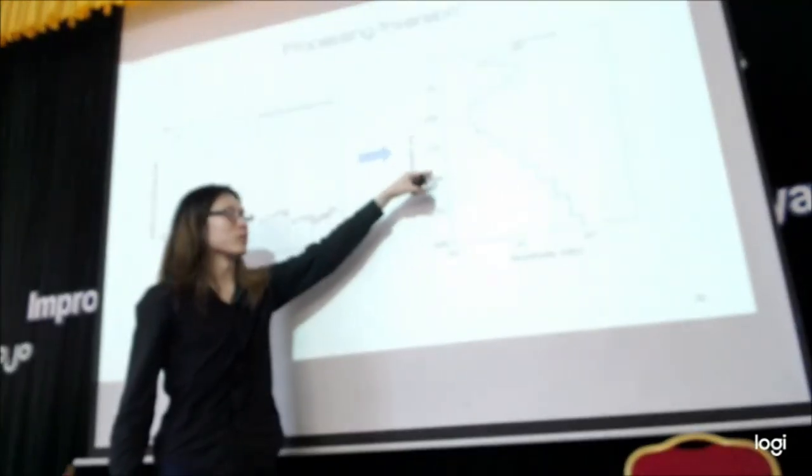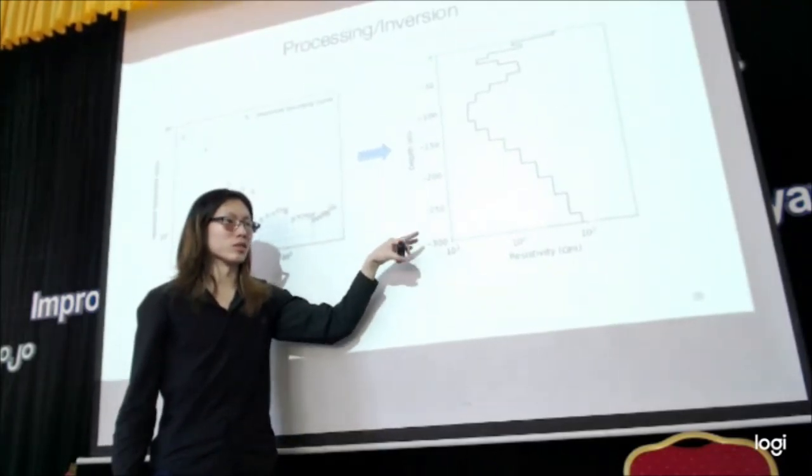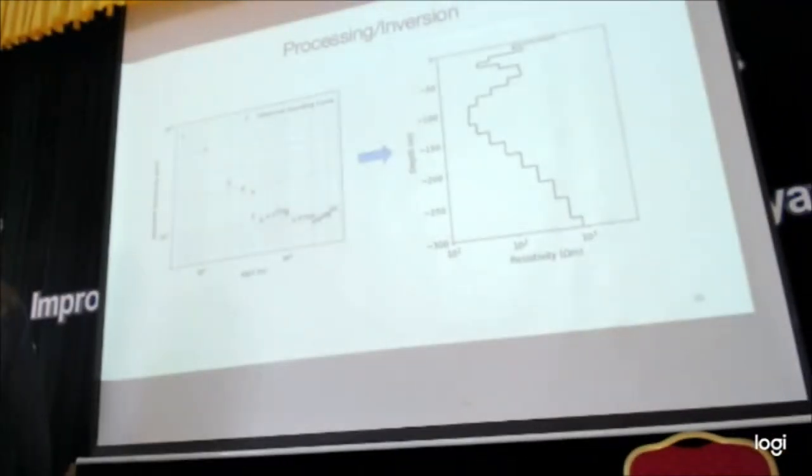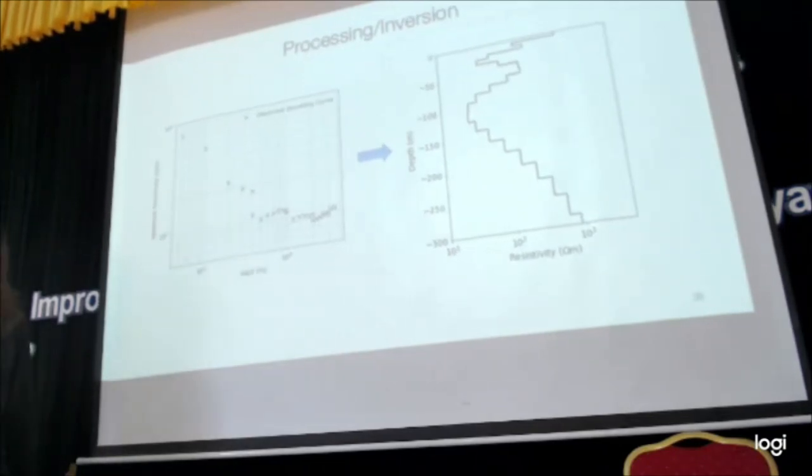This is a smooth model inversion, but it's in 30 layers or something. So this is what we call a smooth inversion, and it has many different layers. This is the particular processing method that's used.